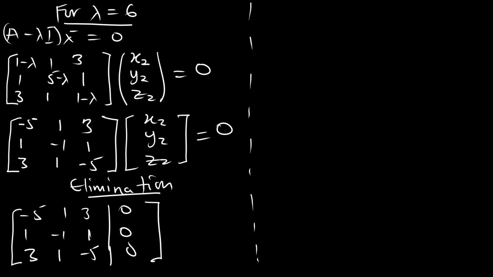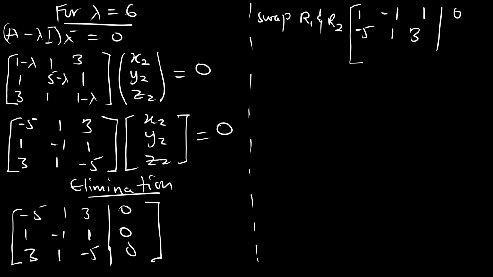So here I want to still perform the row operation. So what I'll do is I want to swap row 1 and row 2. So in swapping row 1 and row 2, that is going to give us, so row 1 is coming to row 2: 1, negative 1, 1, 0. And row 2 is going to be negative 5, 1, 3, 0. Row 3 is going to remain the same, and that is 0.